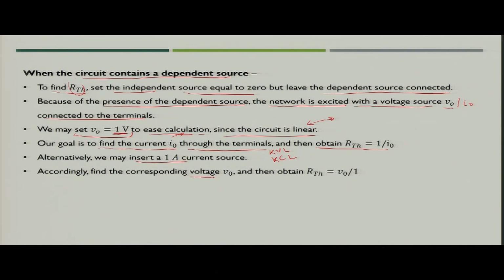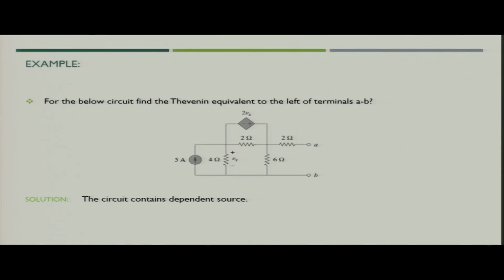So, this will give you the RTH value as V naught upon 1 because 1 is the value of current source. Now, let us understand this concept of how to solve the circuit when we have the dependent source with the help of one example.